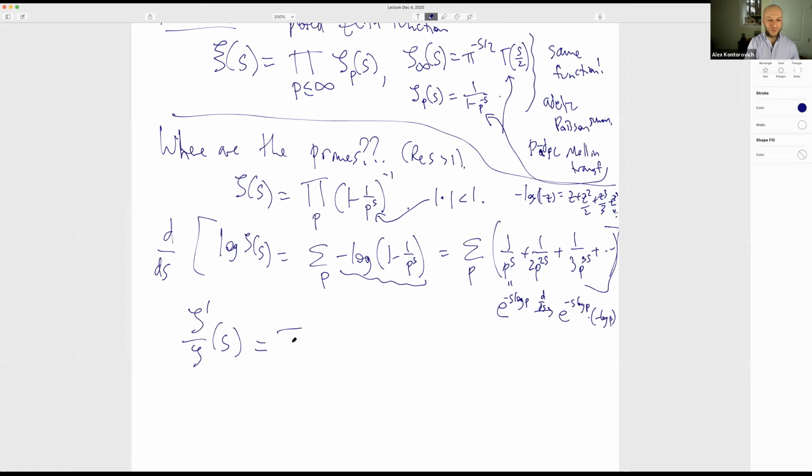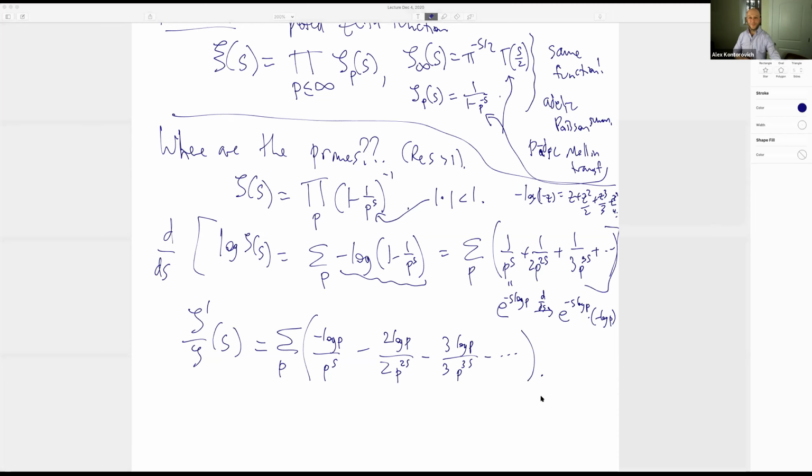Okay, so now I have a sum over the primes. The first term is negative log p over p to the s. What's the next term? Well, this is the same thing, except instead of s, I have 2s. So I get a derivative which is negative 2 log p over 2 p to the 2s, and negative 3 log p over 3 p to the 3s, and so on. The minus signs we can pull all out. The 2's cancel on top and bottom, and so do the 3's.